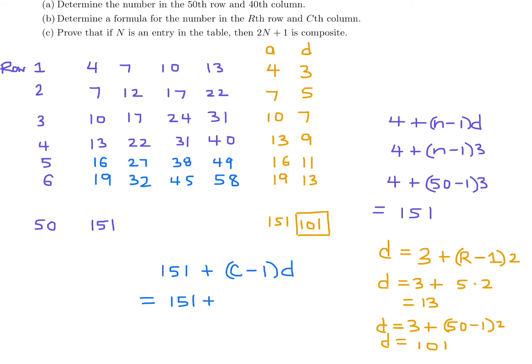Now, we know these numbers. The column that we are interested in is the 40th column, so that's going to be 40. And the d we calculated earlier as 101. So I'll put the 101 there. And then you just have to do this math here: 151 plus 39 times 101. And that is 4090. This is the number that is in the 50th row and 40th column.